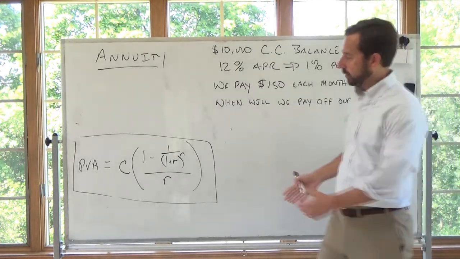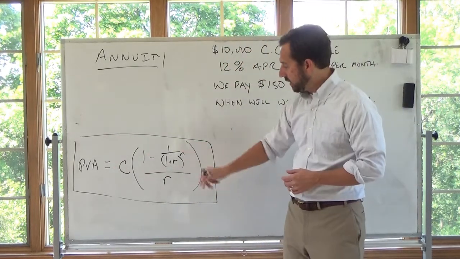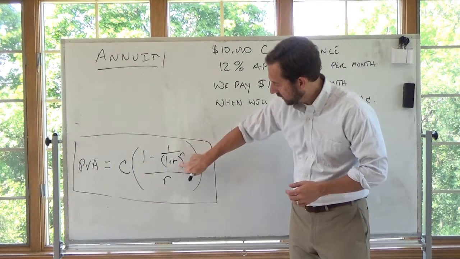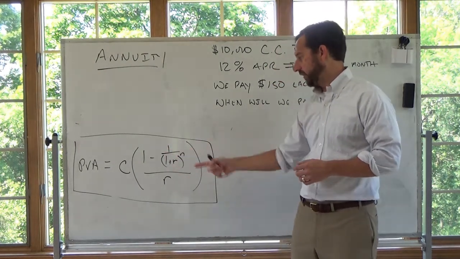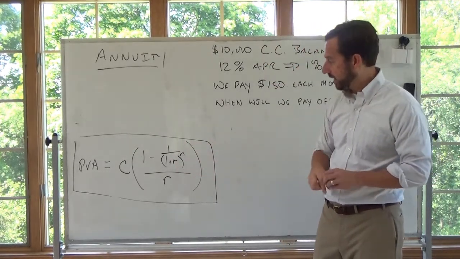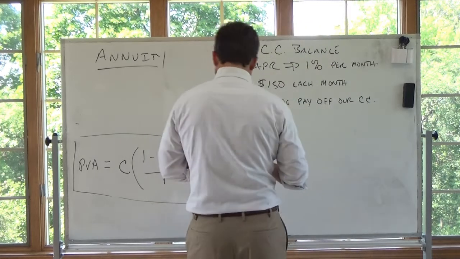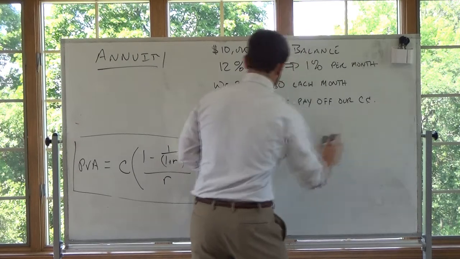So first thing we want to do is take our present value of an annuity and solve this equation for n. Note that n only shows up here, these are r's. So all we have to do is get everything to the other side of the equation. And we know we're probably going to have to take a log here at some point to get the n down.